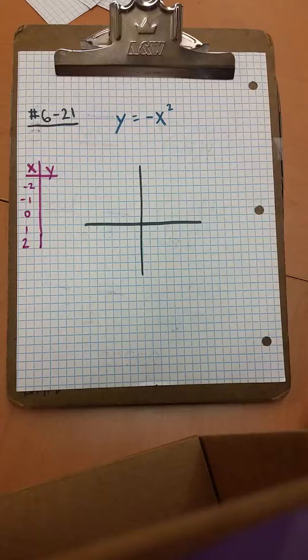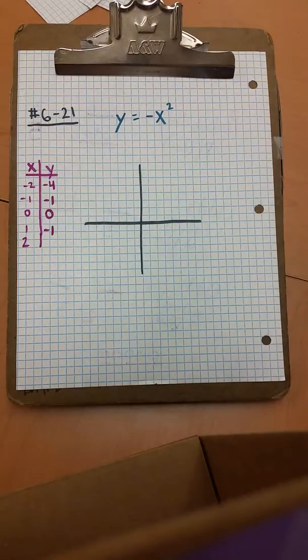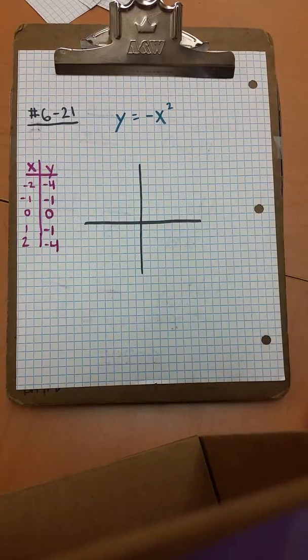Negative 2 squared is positive 4, and the opposite of that is negative 4. Negative 1 times negative 1 is positive 1, and the opposite of that is negative 1. 0 times 0 is 0, the opposite of 0 is 0. 1 times 1 is 1, the opposite of 1 is negative 1. 2 times 2 is 4, and the opposite of 4 is negative 4.